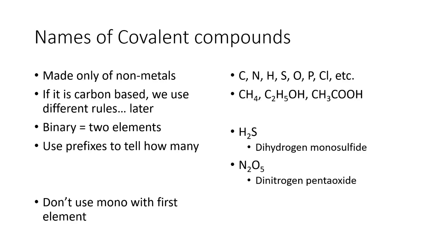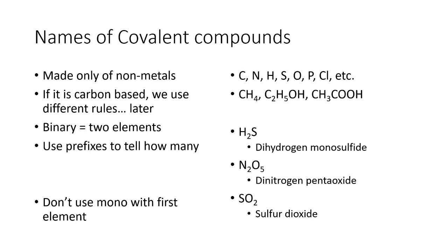The one quirky thing is that we don't use mono with the first element. And this is actually one you're probably familiar with. The compound CO2, what is that? This one says SO2, but what would CO2 be? Carbon dioxide. So we don't say monocarbon dioxide, we just say carbon dioxide. So here we say sulfur dioxide, right?